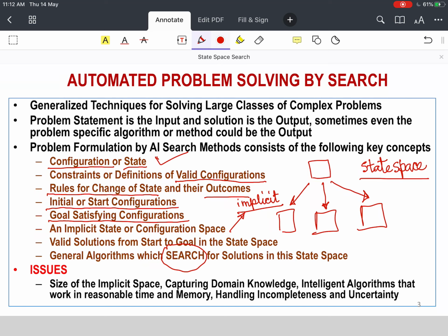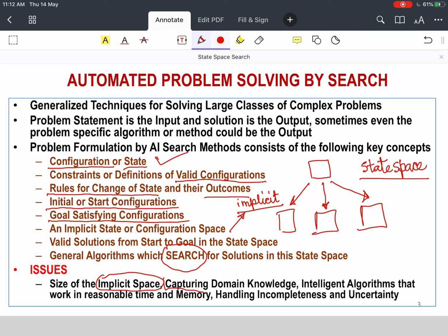Now, there are a lot of major issues. These are very complex problems. Therefore, the size of the implicit state space is huge. You can imagine the size of the state space of a map finding algorithm for all the cities of the world. Or you can imagine the state space for a chess playing program, or a robo assembly, or a VLSI chip design where there are billions and trillions of transistors to be connected.